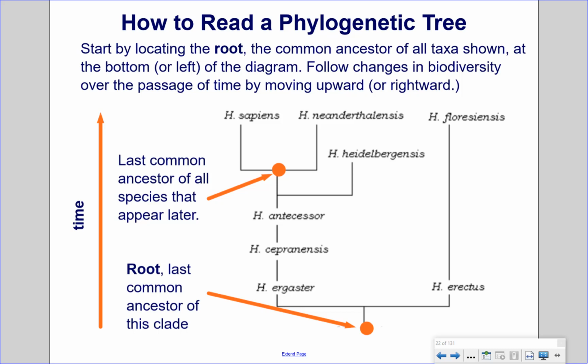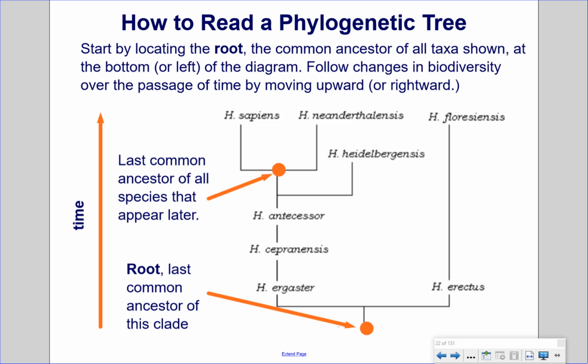How to read a phylogenetic tree. Start by locating the root. The common ancestor of all taxa is shown at the bottom or left of the diagram. Follow changes in biodiversity over the passage of time by moving upward or rightward. The root is the last common ancestor of this clade. That's the longest time ago.